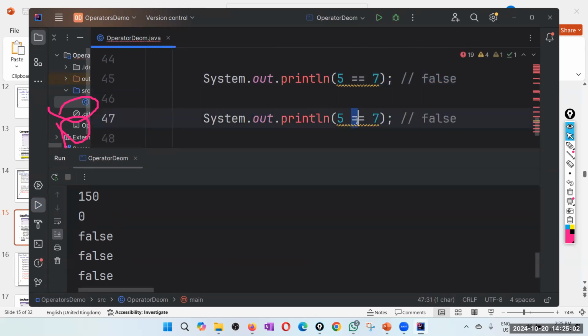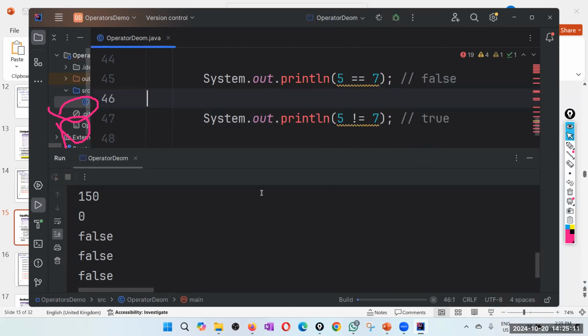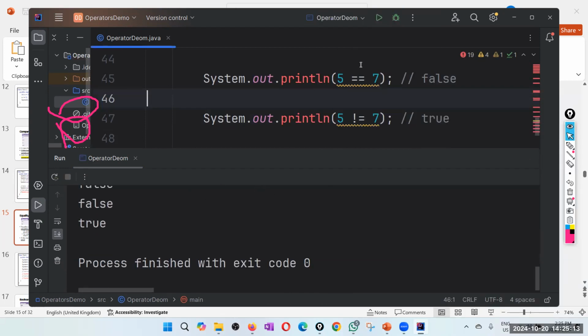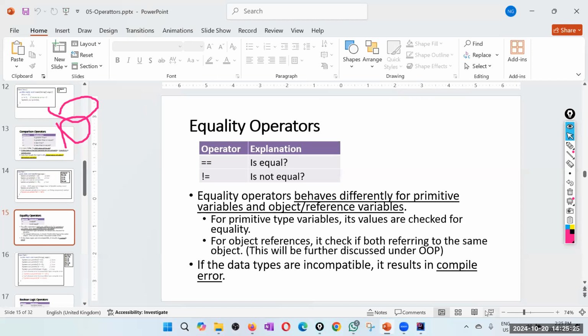Is 5 not equal to 7? Now it will say true, because yes, they are not equal. So this is equal, this isn't equal. Isn't equal, answer is true. Okay. Likewise, just experiment with those different values and see how they behave.